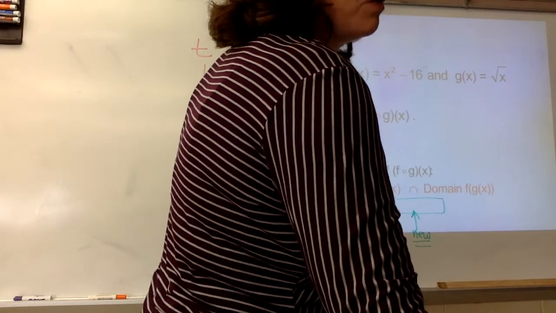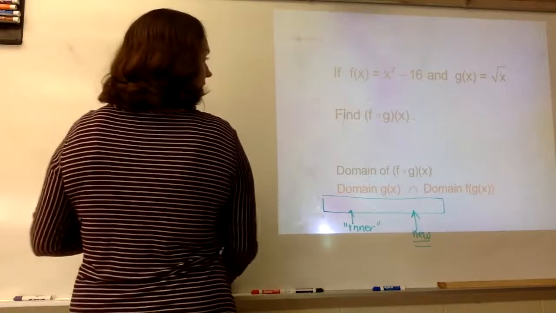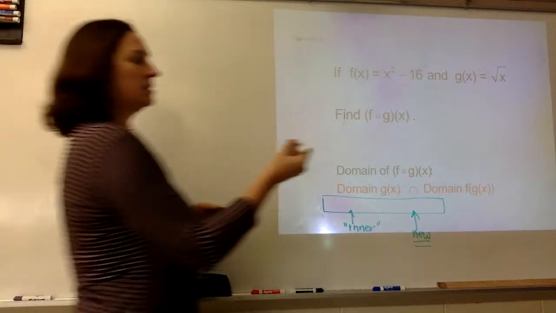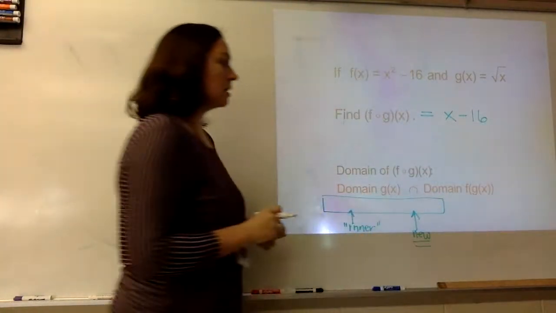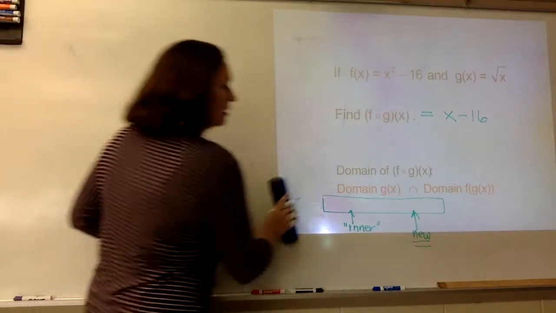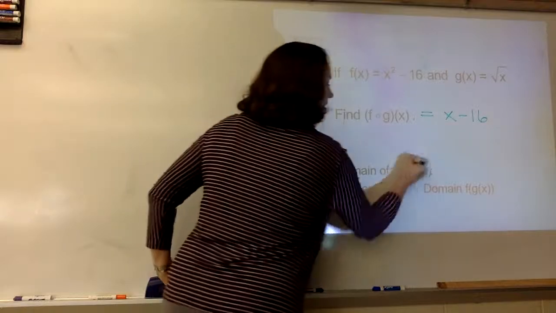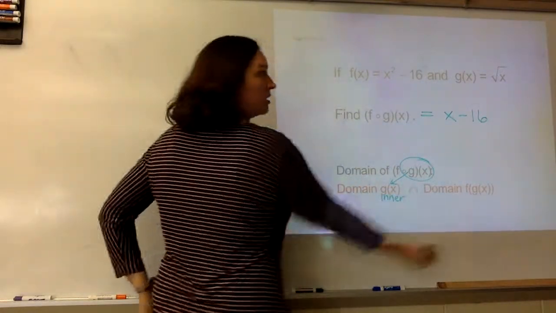All right, so we did this in your notes yesterday, correct? F made up of the g function, so we got x minus 16, yes? X minus 16. So following my rule at the bottom, I have to start with the inner function, g of x. This is my inner. So I go to the g function.